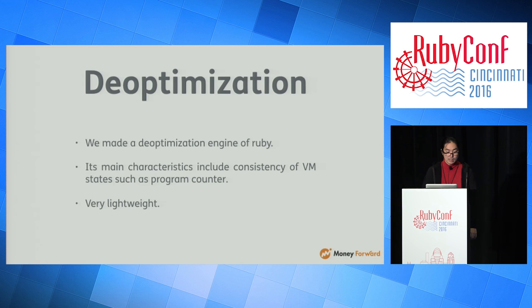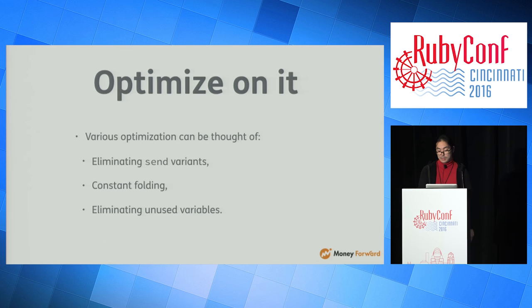Okay, let me summarize what was shown. We introduced the optimization engine on Ruby. Its main characteristics include consistency of VM states, such as the program counter. As a result, the engine works very lightweight. Now, we are ready. Let's have optimizations.